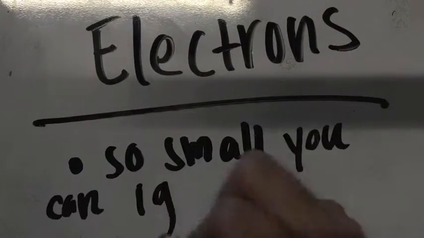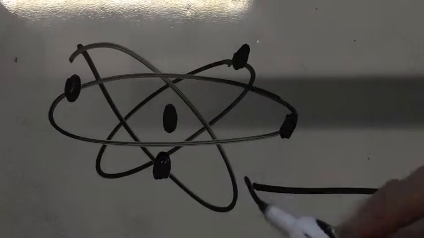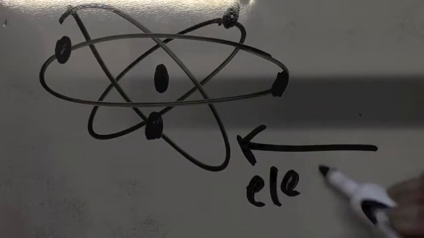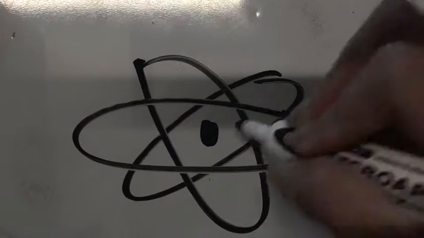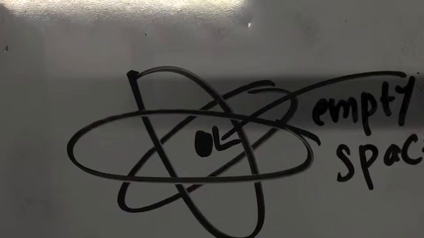Orbiting around the nucleus are subatomic particles, which are called electrons. Its mass is negligible because it's so small you can ignore it. The region surrounding the atomic nucleus where an electron is most likely to be found is called the electron cloud. Between the electron cloud and the nucleus is nothing but empty space.